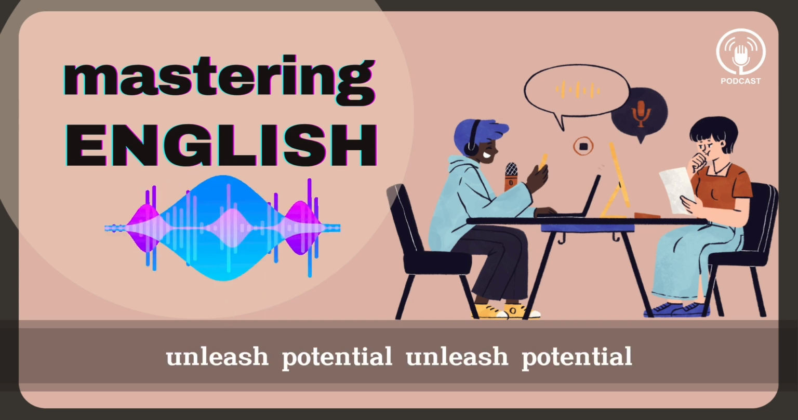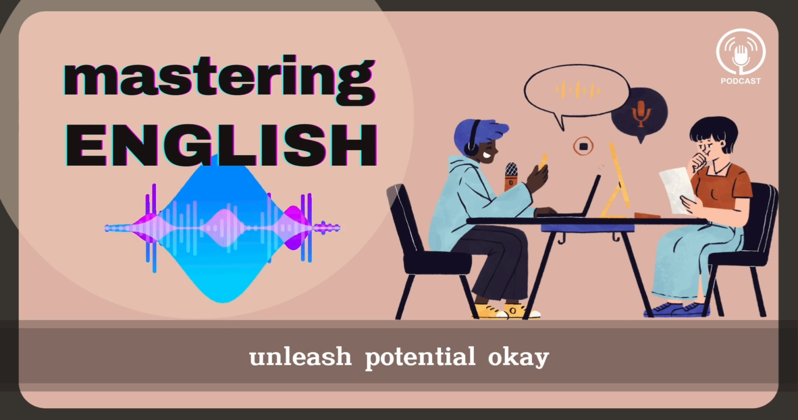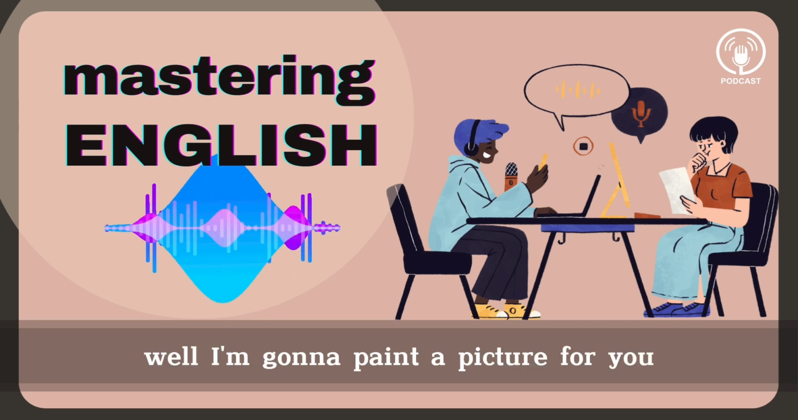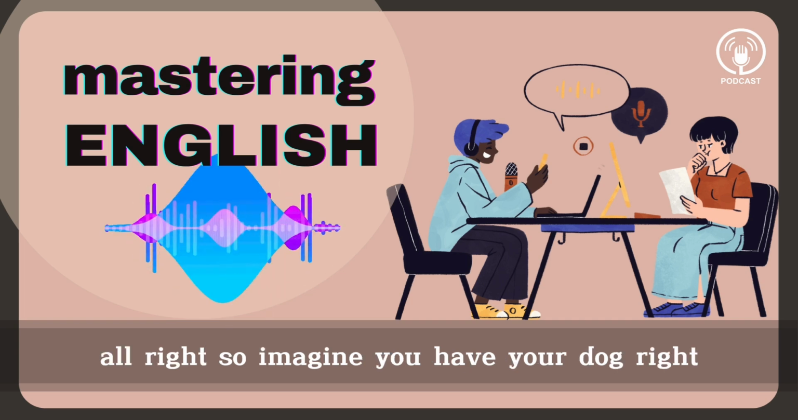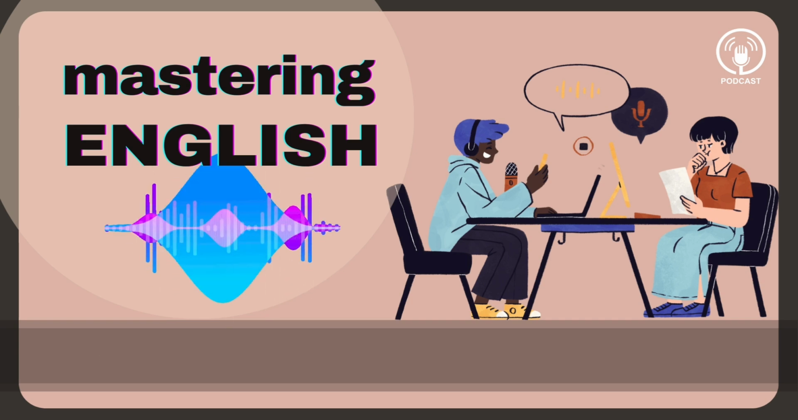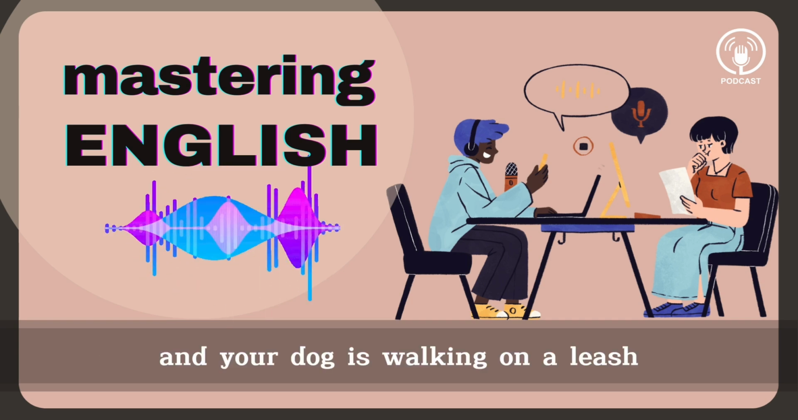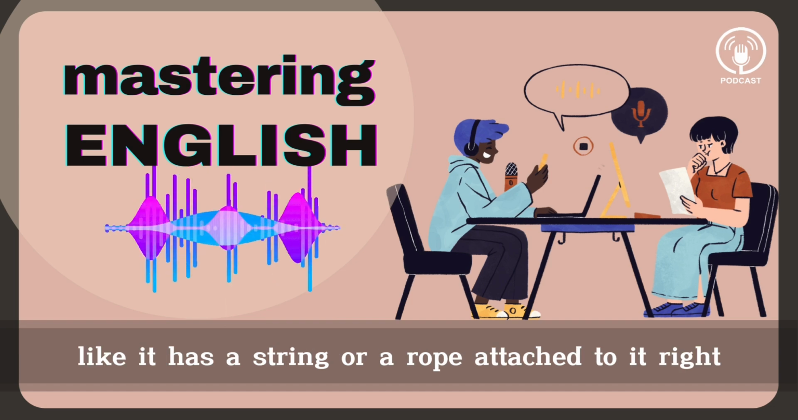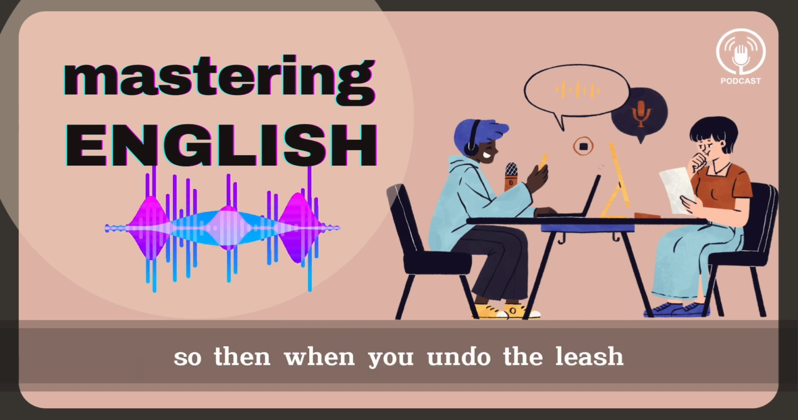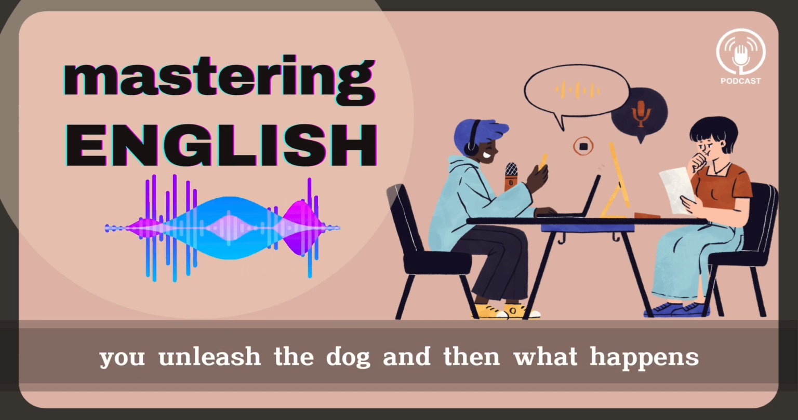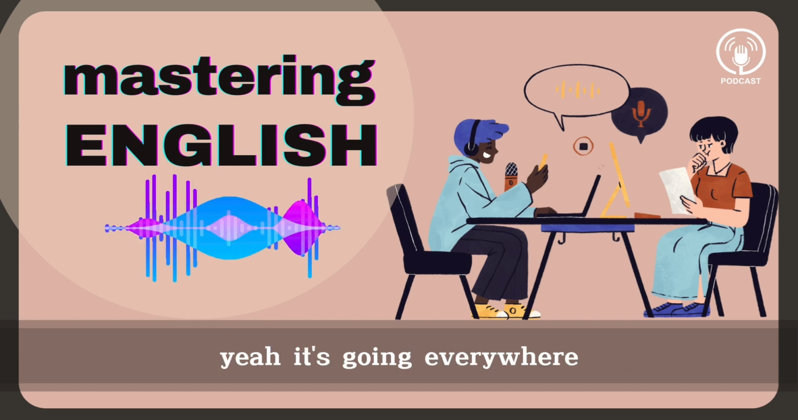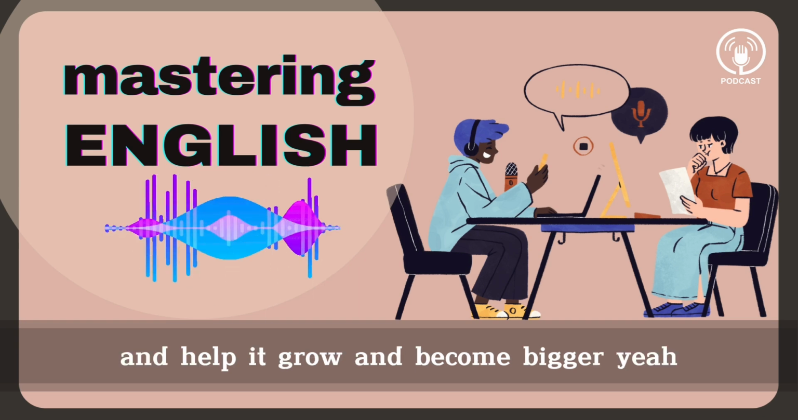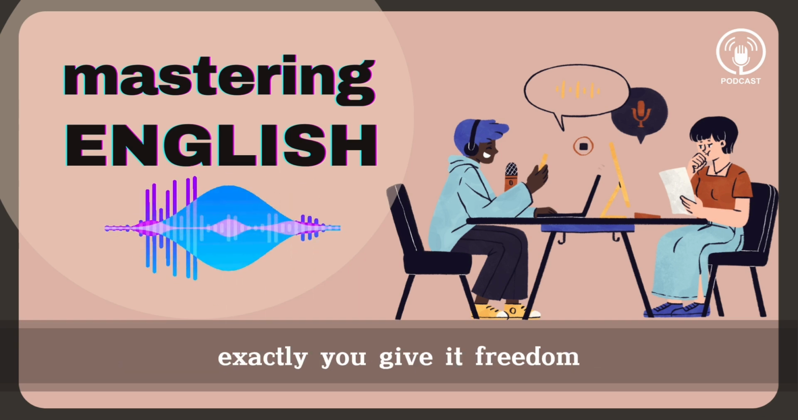Unleash potential. Okay, so to unleash. Well, I'm going to paint a picture for you. Imagine you have your dog, right? And your dog is walking on a leash, like it has a string or a rope attached to it. So then when you undo the leash, you unleash the dog, and then what happens? It goes around and it's running. Yeah, it's going everywhere. So if you unleash potential, you release it and let it go and help it grow and become bigger. Yeah, exactly. So you give it freedom.